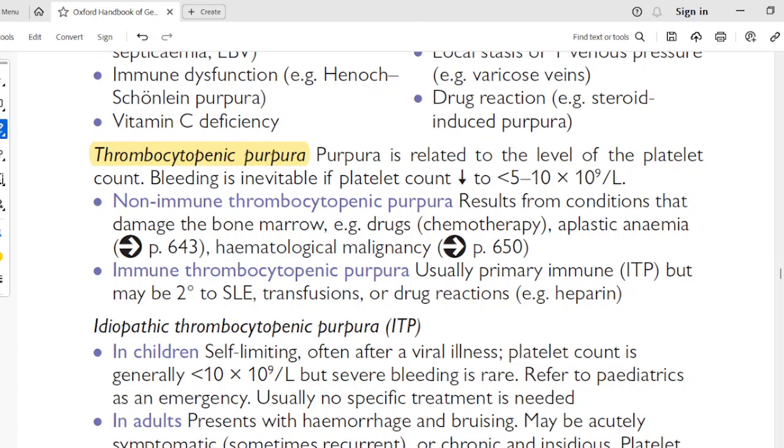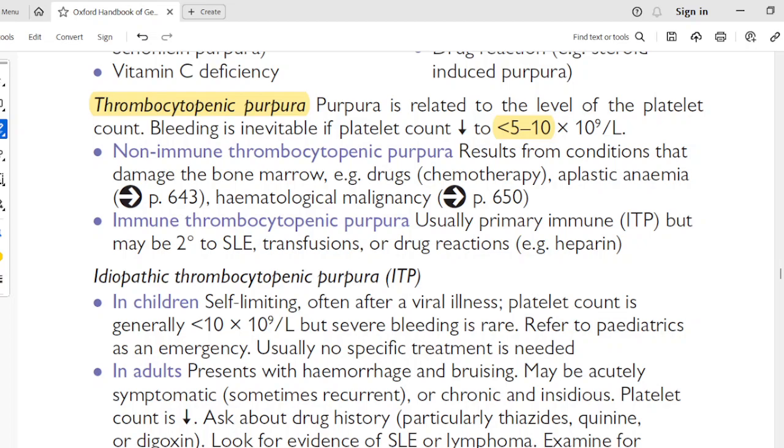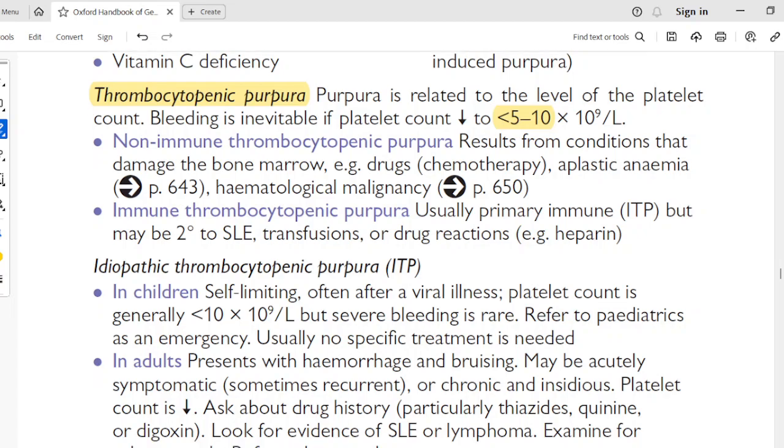Purpura is related to the level of platelet count. Bleeding is inevitable if the platelet count decreases to less than 5 to 10 ×10^9 per liter, that is less than 5,000 to 10,000. Non-immune thrombocytopenic purpura results from conditions that damage the bone marrow, for example drugs, chemotherapy drugs, aplastic anemia and hematological malignancies. These are non-immune causes of thrombocytopenic purpura.